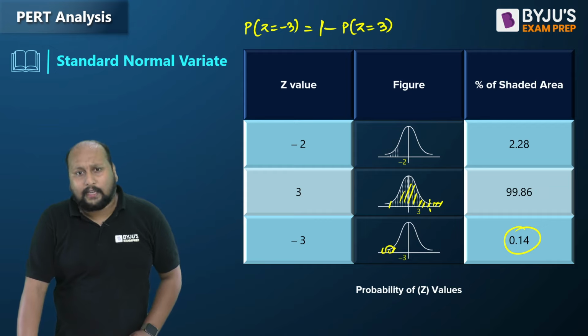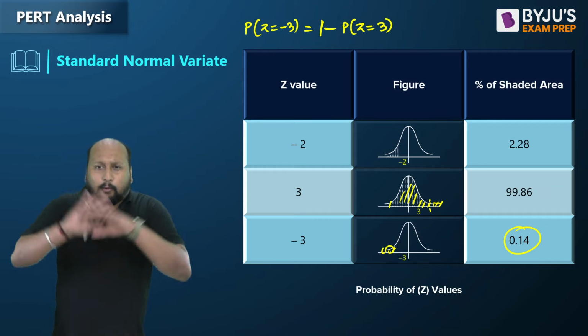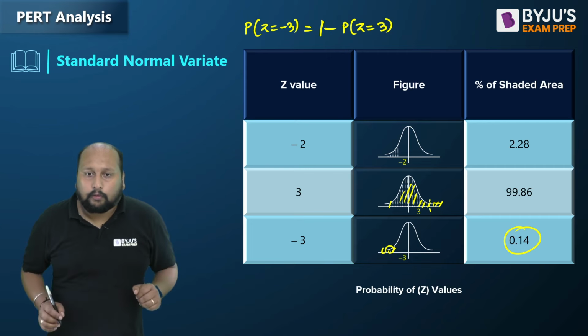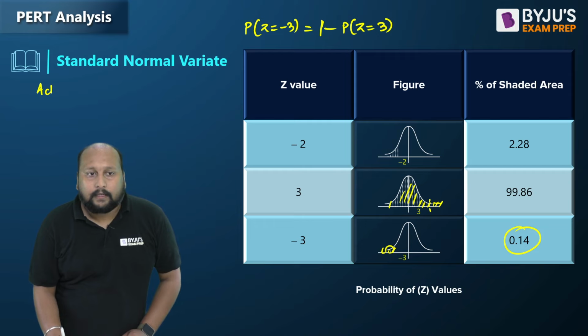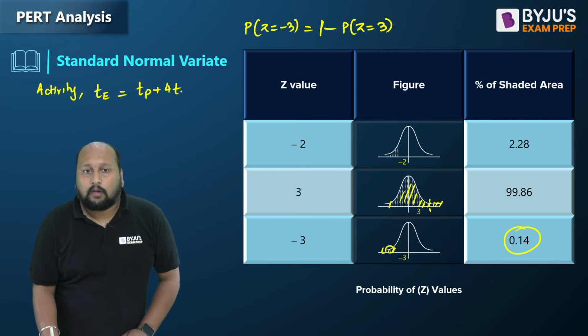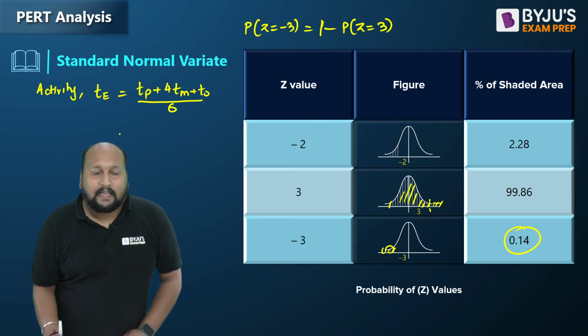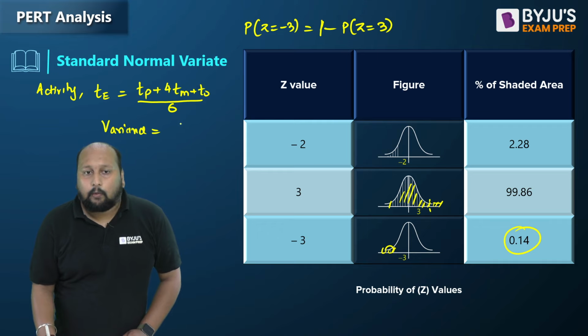I hope you all enjoyed. Let me quickly recap, because there are some formulas that we need to remember. From the activity perspective, the expected completion time is your pessimistic time plus 4 times the most likely time plus the optimistic time, divided by 6. The variance of any activity will be equal to TP minus TO divided by 6, whole squared. This is for an activity.